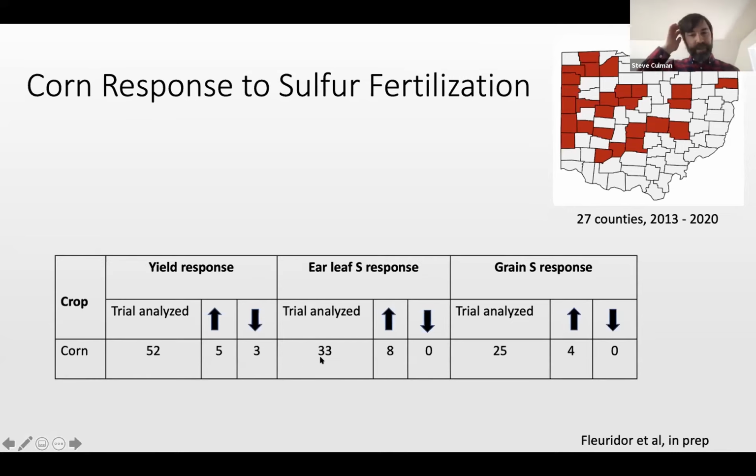Of the 52 total trials in corn, in 33 we measured ear leaf response. 8 of those saw a significant bump in ear leaf sulfur concentration. Out of the 25 trials where we measured grain sulfur, we saw 4 with a statistically significant bump. This is not totally finalized yet, but we're in a pretty good spot to start sharing some of this information.